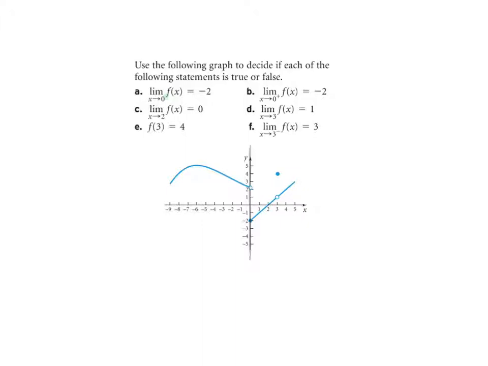So as I come in from the left of 0, the left of the wall, along the graph, and move toward the wall, from the left side I hit 2. But what happens when I come in from the right? I hit -2. Do I end up at the same location on the wall, the same height on the wall? The answer is no. So this is false.